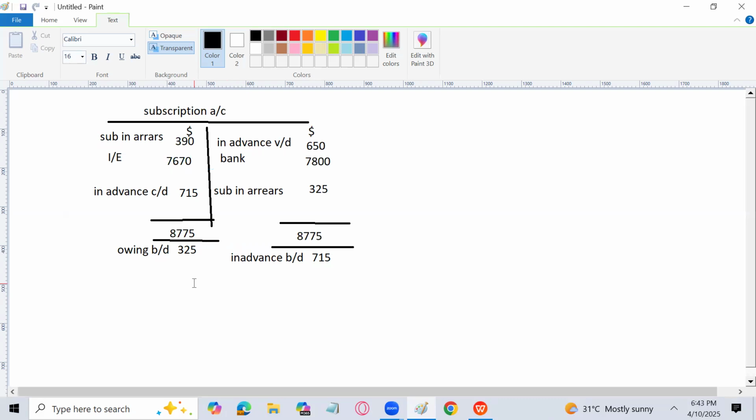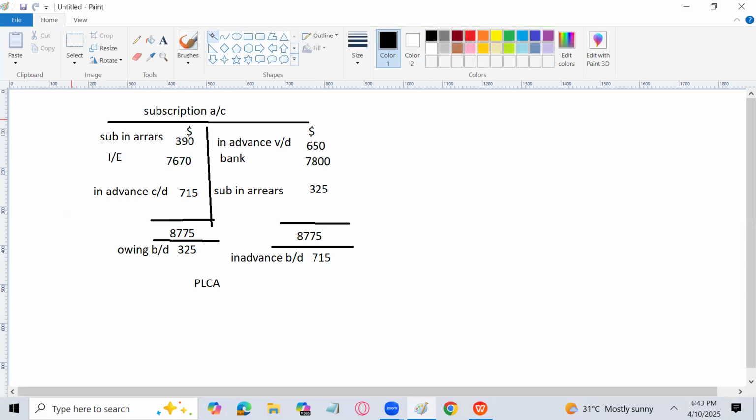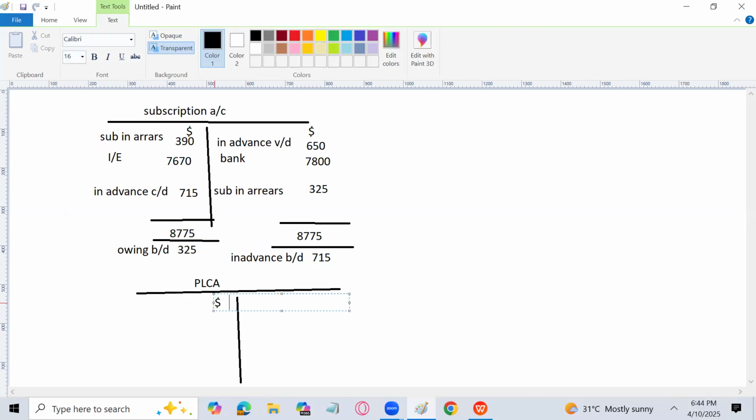Now, as we did earlier, I'm going to prepare the PLC, the purchase ledger control account. How come, sir? Because we know that opening and closing trade payables are given. So it means that PLCA needs to be prepared. So I will prepare the purchase ledger control account to find credit purchases, right? So I will write brought down over here. I will write carried down over here. I will write payment to trade payable right here.